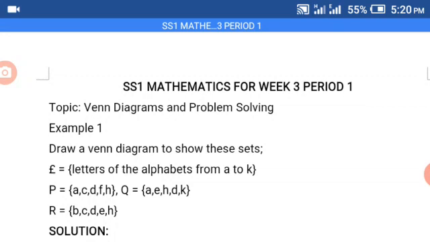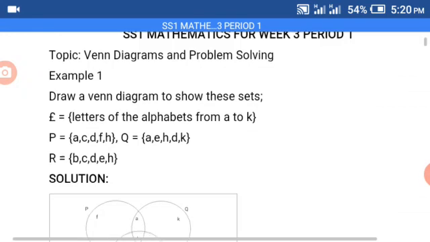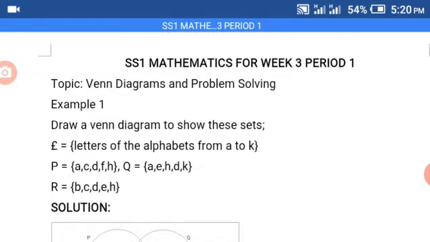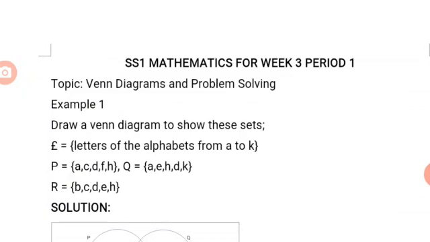So last time we met, we discussed the union, intersection, and complement of sets. So today, inshallah, we want to look at Venn diagrams and problem solving. That is, we want to look at how to use Venn diagrams in order to solve some problems. Inshallah, I'll give you about 5 examples.